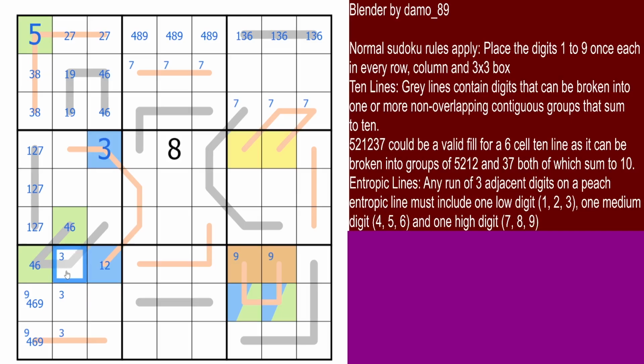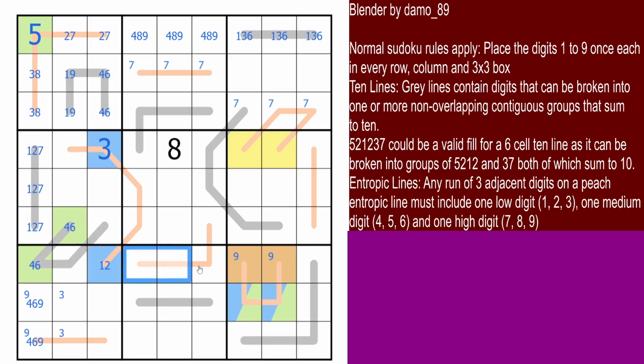That can't be 3, right? Because if that's 3, that will be 7. This should sum to 10. If that's 3, that's 7. 7 is not possible, so that's not 3. Yeah, so that could be 1 or 2, right? It could be, no, it's not 1, right? Oh, that could be 2 or 8.